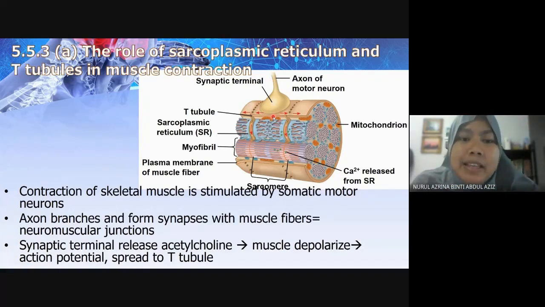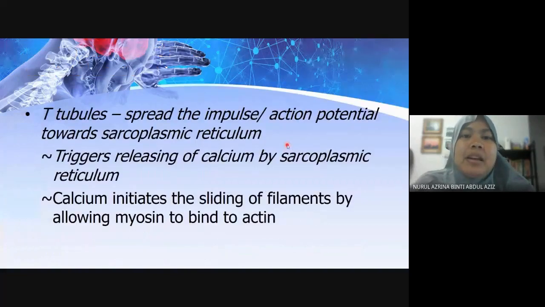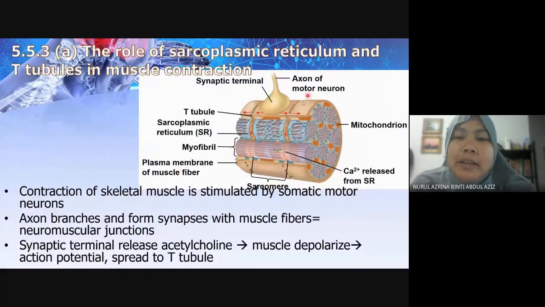Okay. So as impulse is transmitted, the impulse transmission reaches to the T-tubule. So impulse tu akan reach sampai this T-tubule. Okay. So the depolarization producing action potential, and action potential spread to the T-tubule. Tersebar sampai ke T-tubule ni. So next what happened? So the T-tubule spread the impulse, right, or the action potential towards the sarcoplasmic reticulum. So as the T-tubule pun mengalami depolarization and producing action potential, so this action potential spread to the sarcoplasmic reticulum sampai terserak ataupun sampai tersebar ke sarcoplasmic reticulum ni.